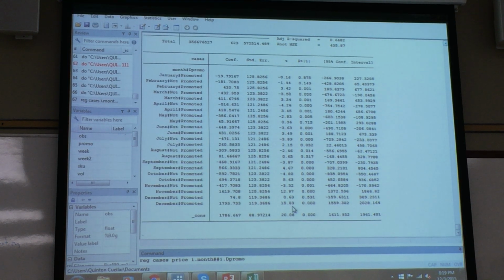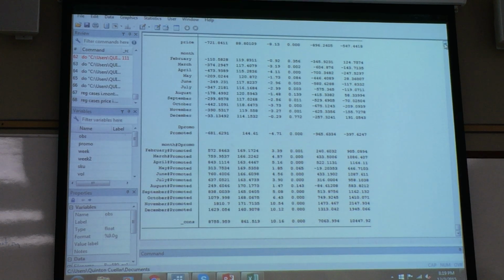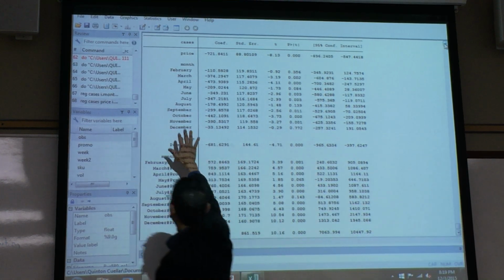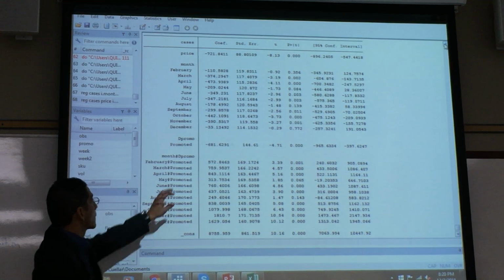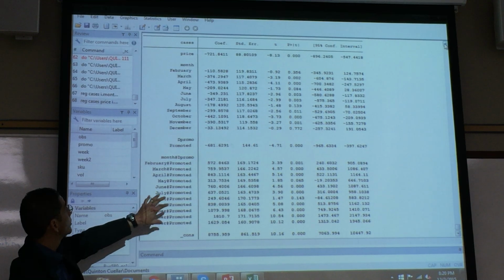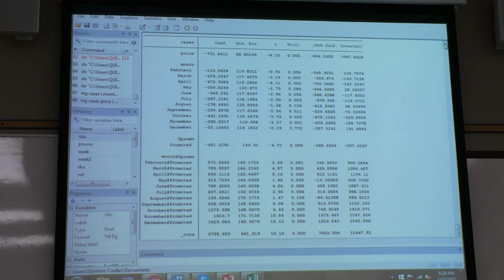Let's add in price. So we have similar results. They won't be the same, but they'll be similar. We've got the month dummies, the promoted dummy, the interactions of month and promotion, and then we have a price coefficient up there. It's negative, which is good.